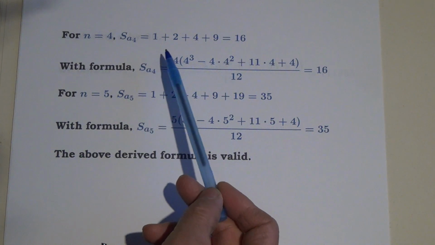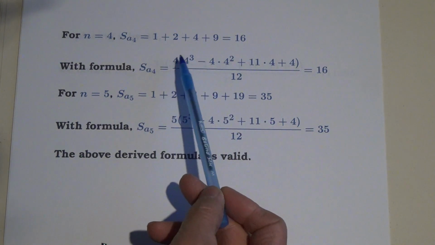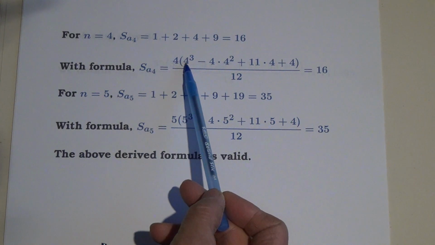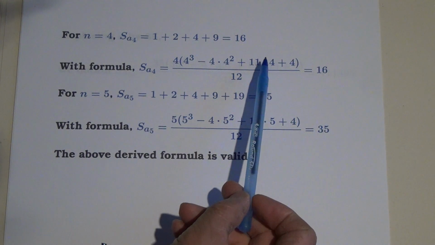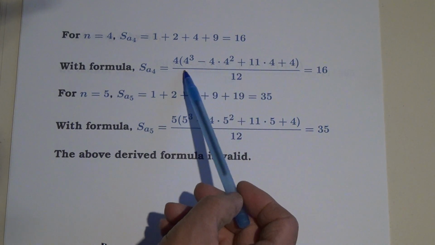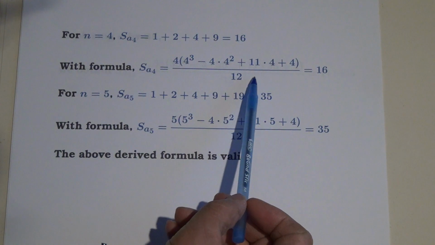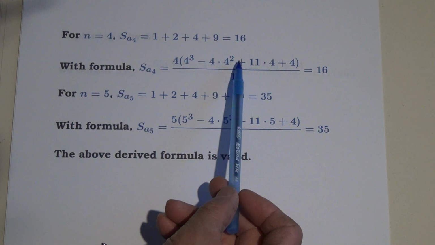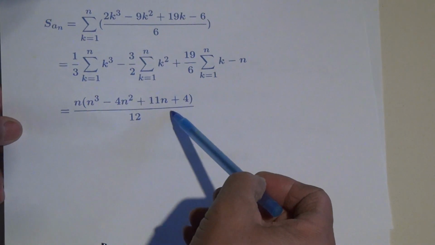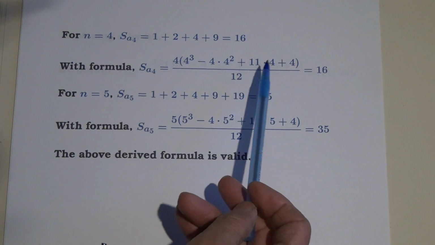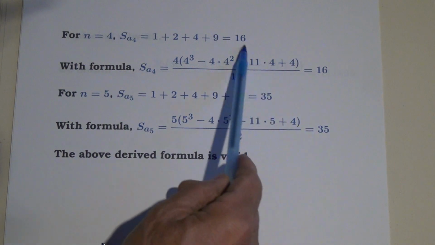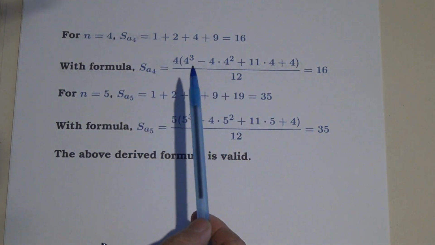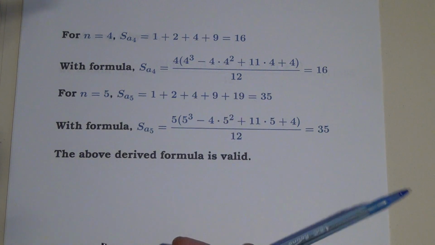Now you replace n by 4 to get the value: 4 cubed minus 4 times 4 squared plus 11 times 4 plus 4, divided by 12. We just replace the value of n by 4 in the formula. Once we have that, you just calculate. Using a calculator, you get 16. So, true. Once we checked, we go back to the original question.